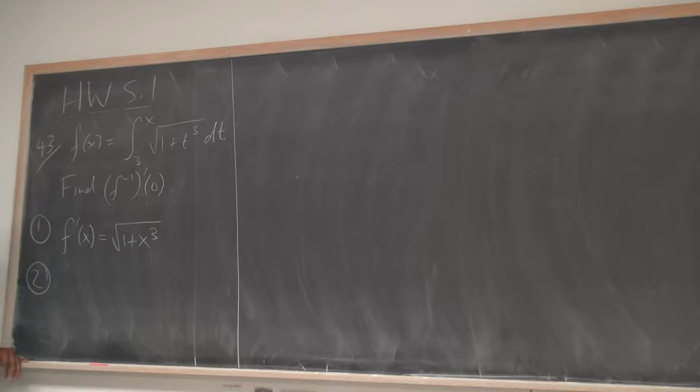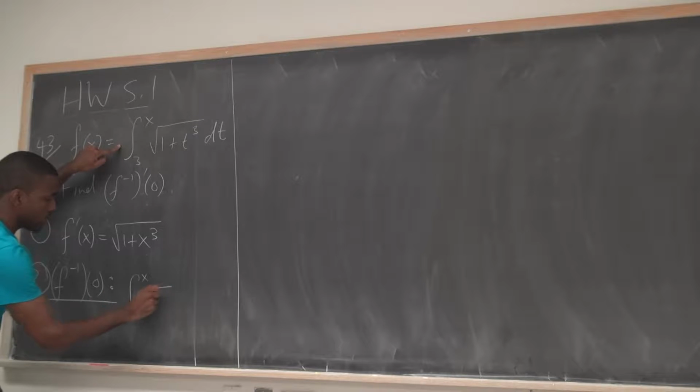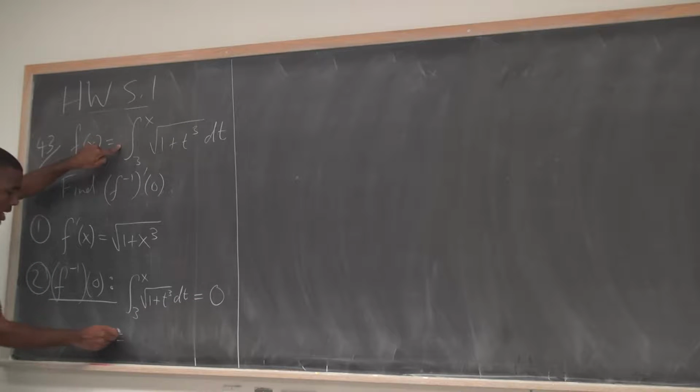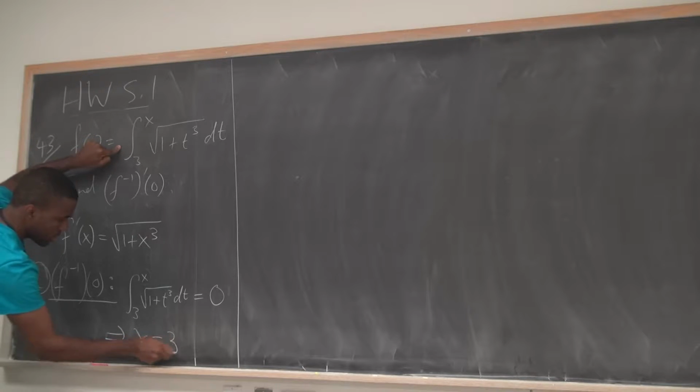Step 2. You need to find the inverse at 0. Which means, what do I need to do? How do you find the inverse at 0? You set which function equal to 0? This equal to 0, right? So the integral from 3 to x of the radical of 1 plus t cubed dt equals 0. Now, how do you make that equal to 0 depending on x? x has to be 3, right?